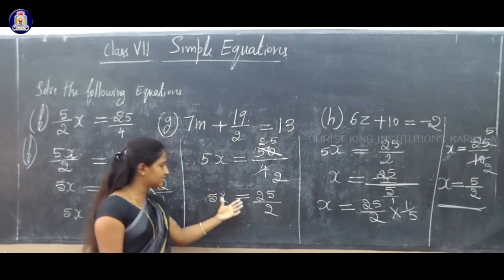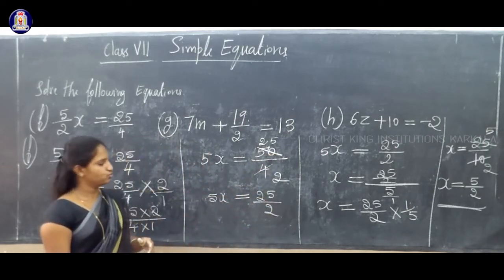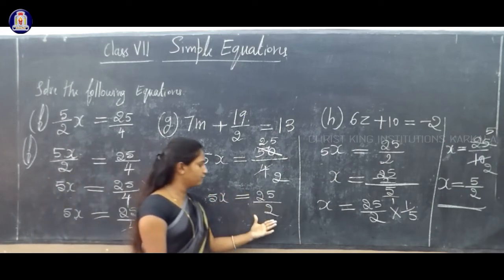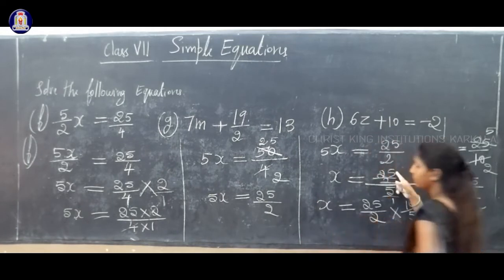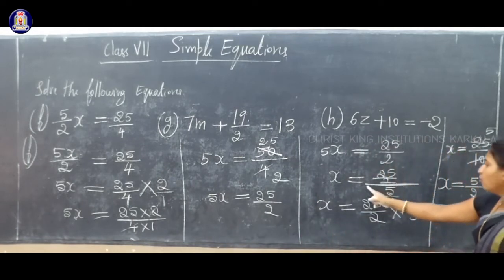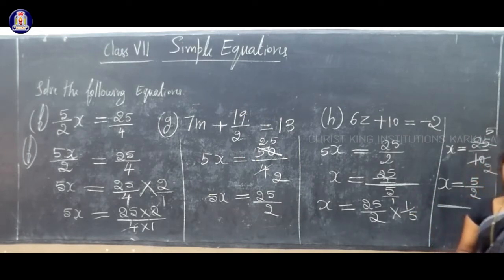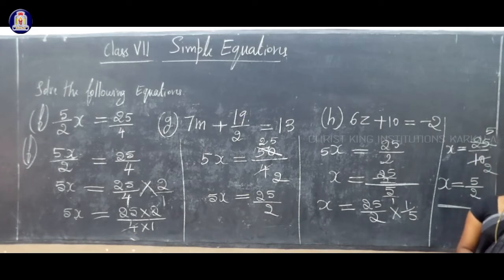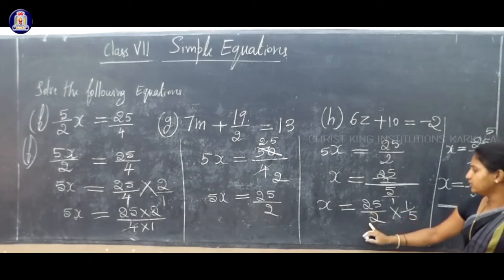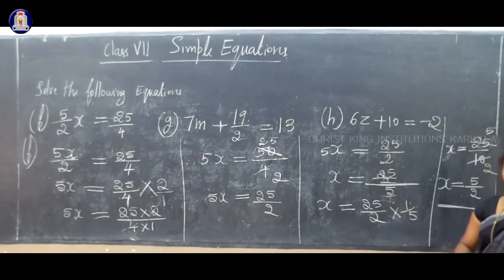So 5x is equal to 25 by 2, and x is equal to 25 by 2 whole divided by 5. Here it is multiplied, so we divide the right hand side. So we get 25 by 2 into this 5 as a denominator, that you can write 5 by 1.